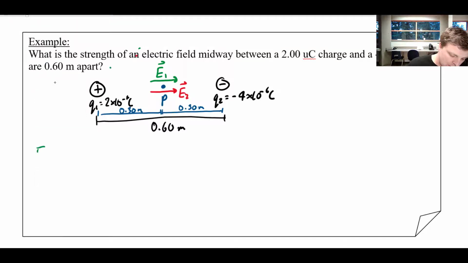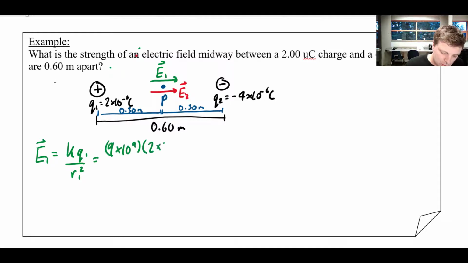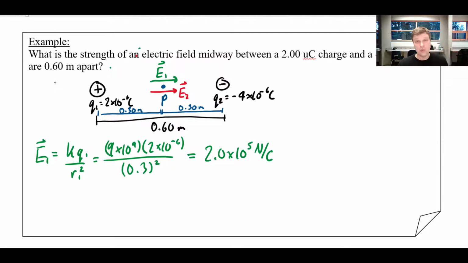And so E1 is going to equal K Q1 over R1 squared. And so that's 9 times 10 to the 9 times 2 times 10 to the negative 6 divided by 0.3, and don't forget to square that. And so this ends up being about 2.0 times 10 to the 5 newtons per coulomb. So 200,000 newtons per coulomb.